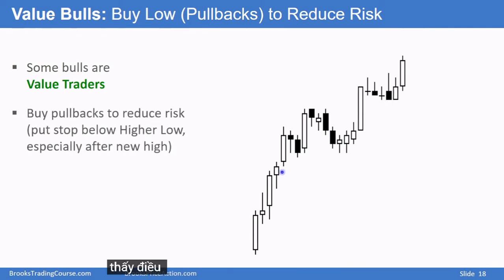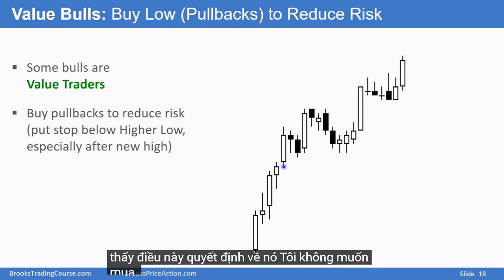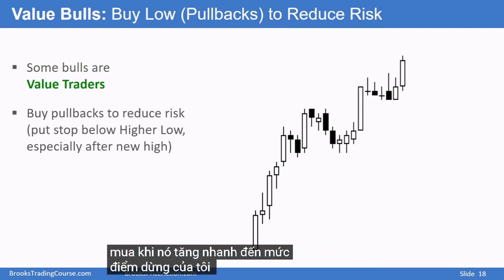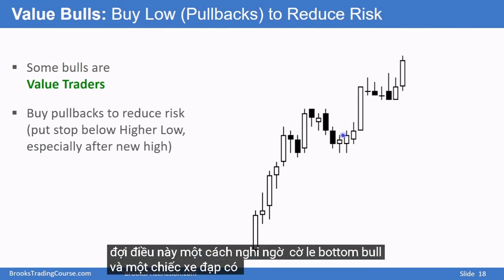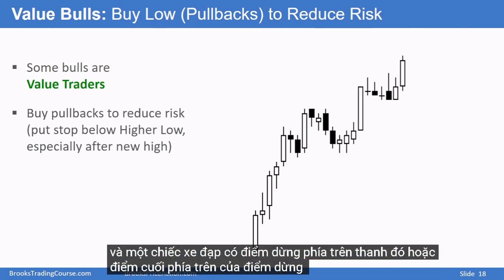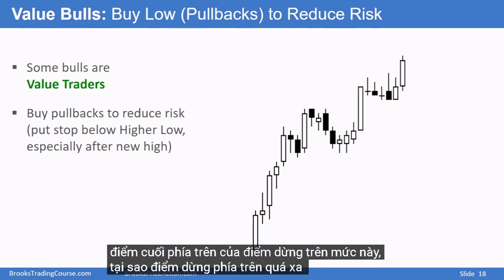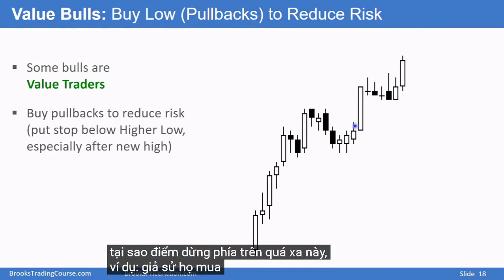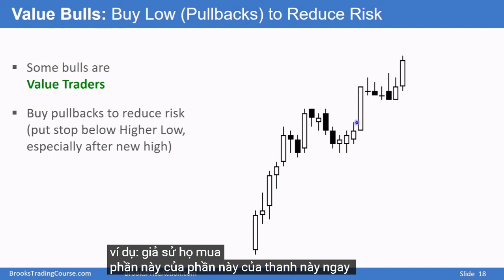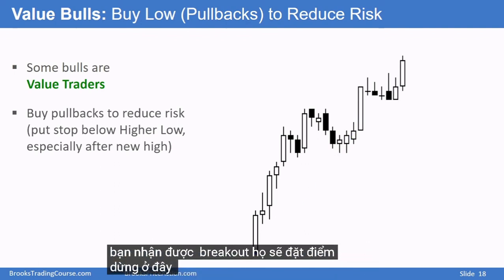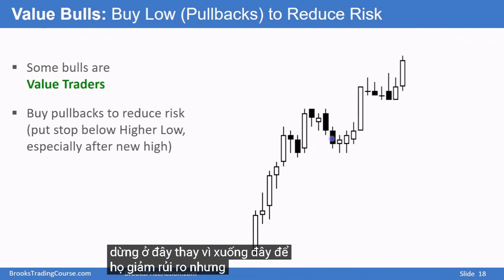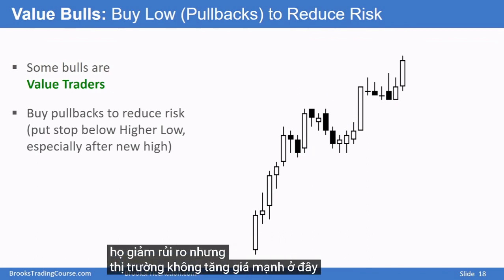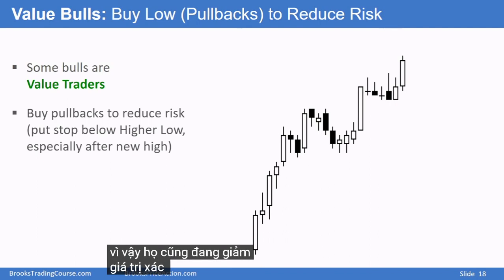So a trader might see this and decide, I don't want to be buying when it's going up that fast. My stop is too far away. Instead, they'll wait for this, a double bottom bull flag, and they'll buy with a stop above that bar, or they'll buy with a stop above this bar. For example, let's say they buy above this bar, this bar, this bar. As soon as you get that breakout, they'll put their stop here instead of down here. So they're reducing their risk, but the market is not as strongly bullish here, so they're also reducing their probability.